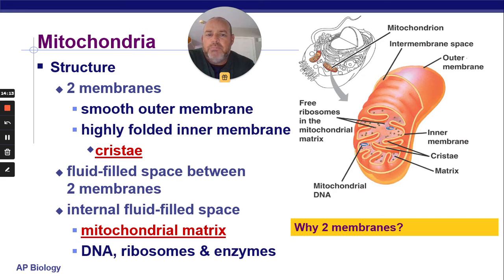And then the mitochondrial matrix, you can tell from the diagram, is all the space in between, where you can see all the ribosomes in there that are making proteins. But yeah, the matrix is just all the space inside the cristae.